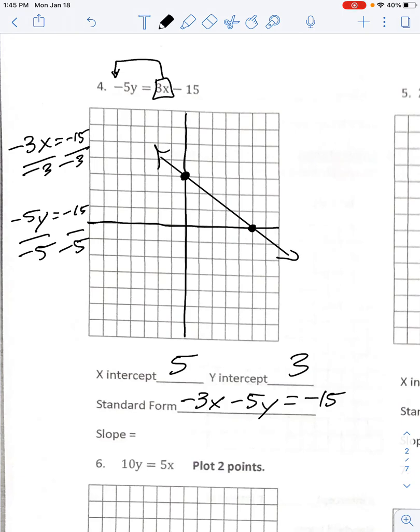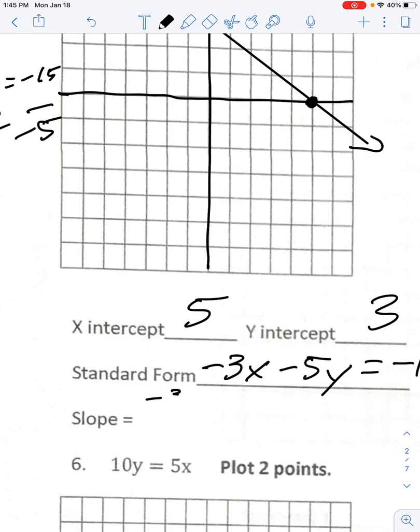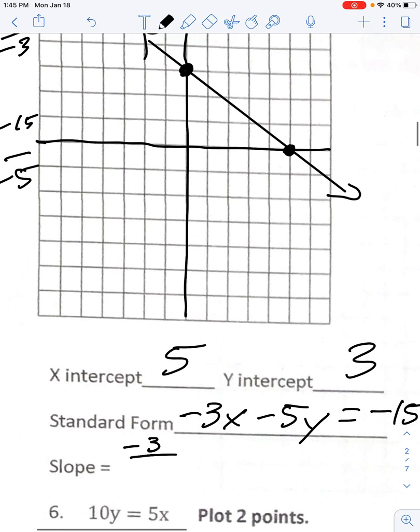Now, to get the slope, again, we need to go left dot to right dot. So we need to go down 3, so the top number for the slope is negative 3. And then we need to go right 5. So my slope is negative 3 over 5.